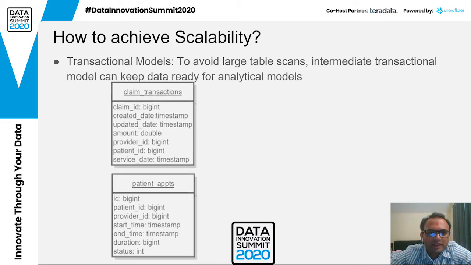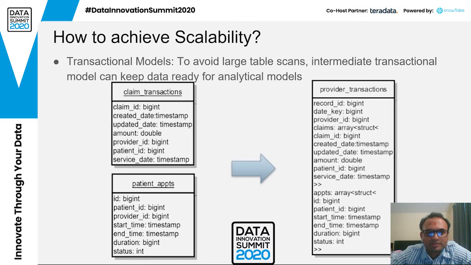Claim transactions and patient appointments can be stored in a single model using complex types. This will reduce the number of joins in the downstream models and queries. The transaction model can serve as a mid-tier model that can be used by other models or directly in your queries to use transactional data. If you see here, the complex types are used to store each transaction for various transactional applications. Here, for simplicity, we only kept two: claim transactions and patient appointments.